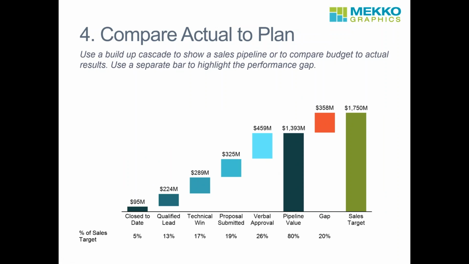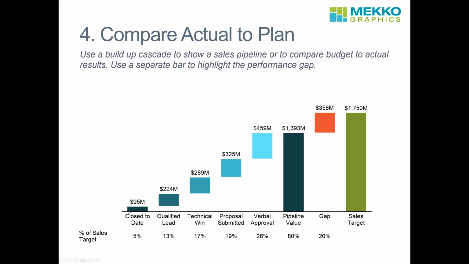Next chart I wanted to show you is a chart that we use internally. Here in chart 3, I'm comparing history to projection. In chart 4 here, I'm comparing actual to plan. We use a variant of this chart internally to track our sales against target. I think this can be a really powerful chart. So here I've got a sales target of $1.75 billion.